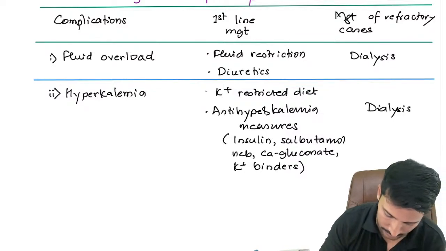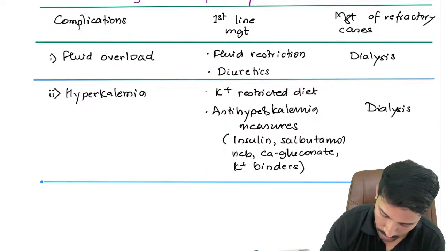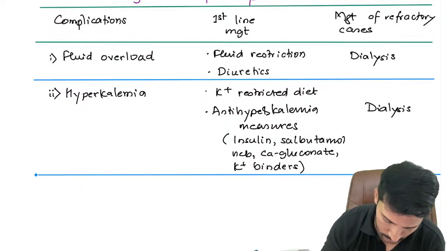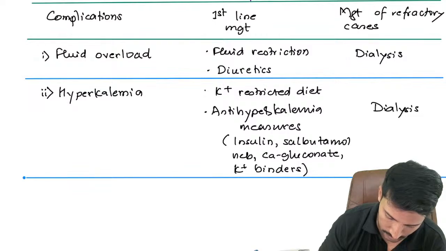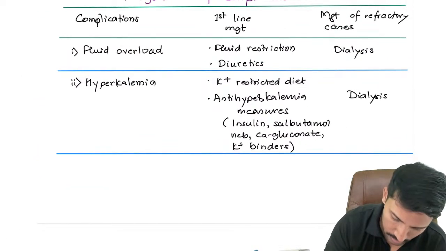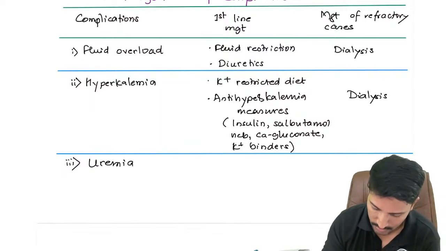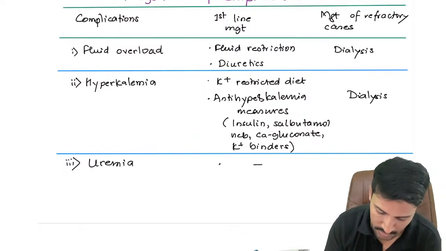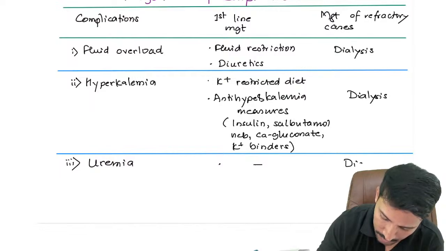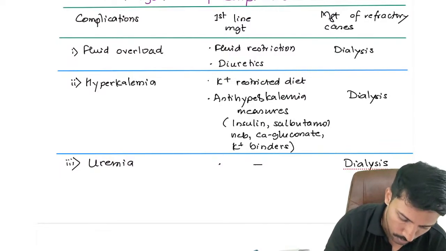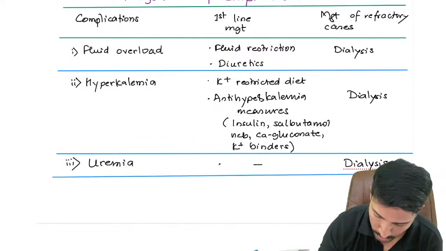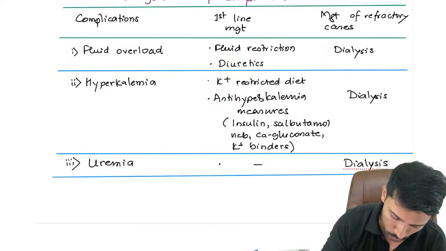Okay. Then the next complication that we should be talking about is, let's say, uremia, right? Symptomatic or uremic symptoms. Uremia, increased blood urea or nitrogenous waste. There is nothing that I can do as first line. If the symptoms are severe enough, I have to go for dialysis. There is no way to reduce the urea. Only dialysis can do it.